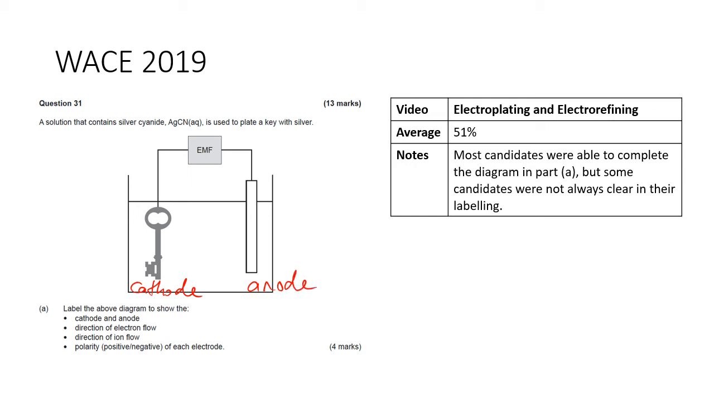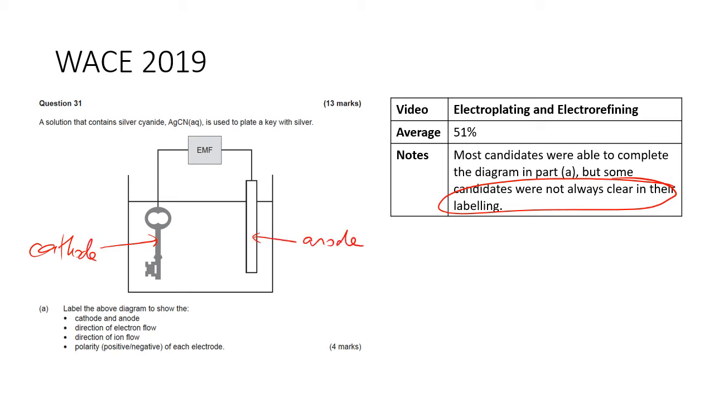Look here, they're not always clear in their labeling, and so that probably wouldn't be very good. So let's do that again. This here is the cathode. This here is the anode. Use arrows to show that and make it nice and clear, the direction of electron flow. The anode is where oxidation occurs, and so it loses electrons, and so therefore the electrons are going that way.